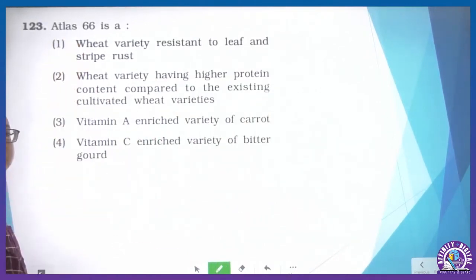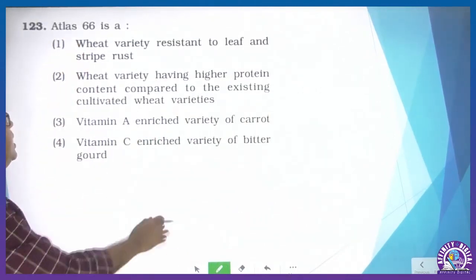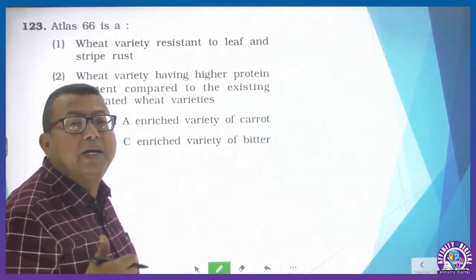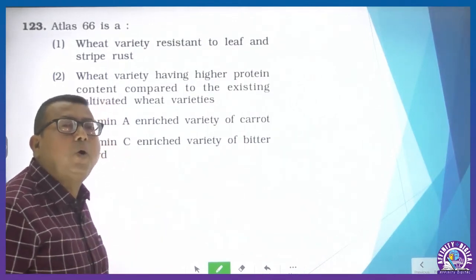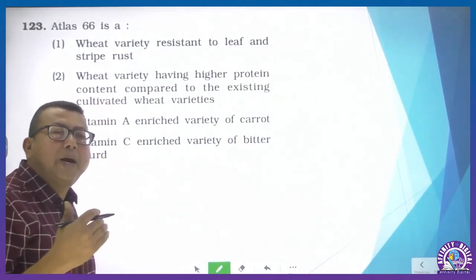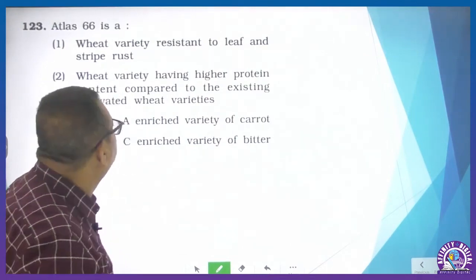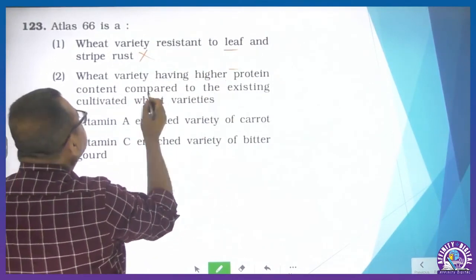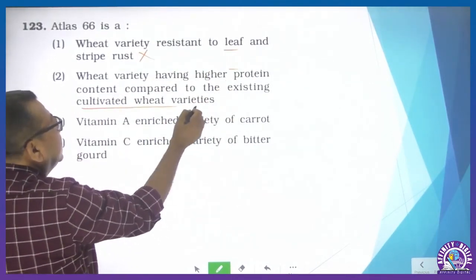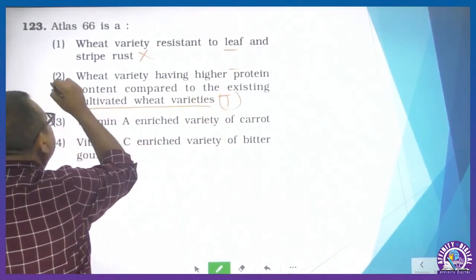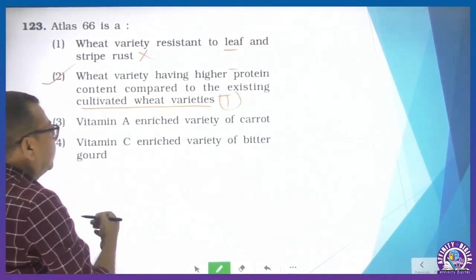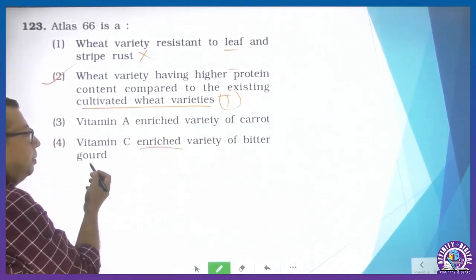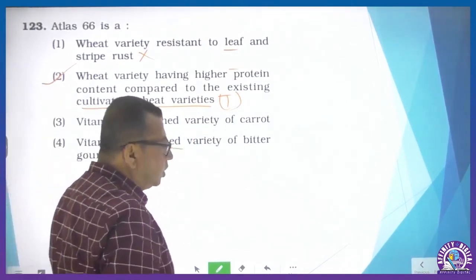This is a question on the strategies for enhancement in food production chapter. Atlas 66 is a what? It is an improved variety of wheat. It is a wheat variety that has higher protein content compared to the existing cultivated varieties of wheat. A wheat variety resistant to leaf rust, no. A wheat variety having higher protein content compared to the existing cultivated variety, true. So this will be the answer. Vitamin A rich variety of carrot, no. Vitamin C enriched variety of bitter gourd, wrong. So the answer will be option number 2.